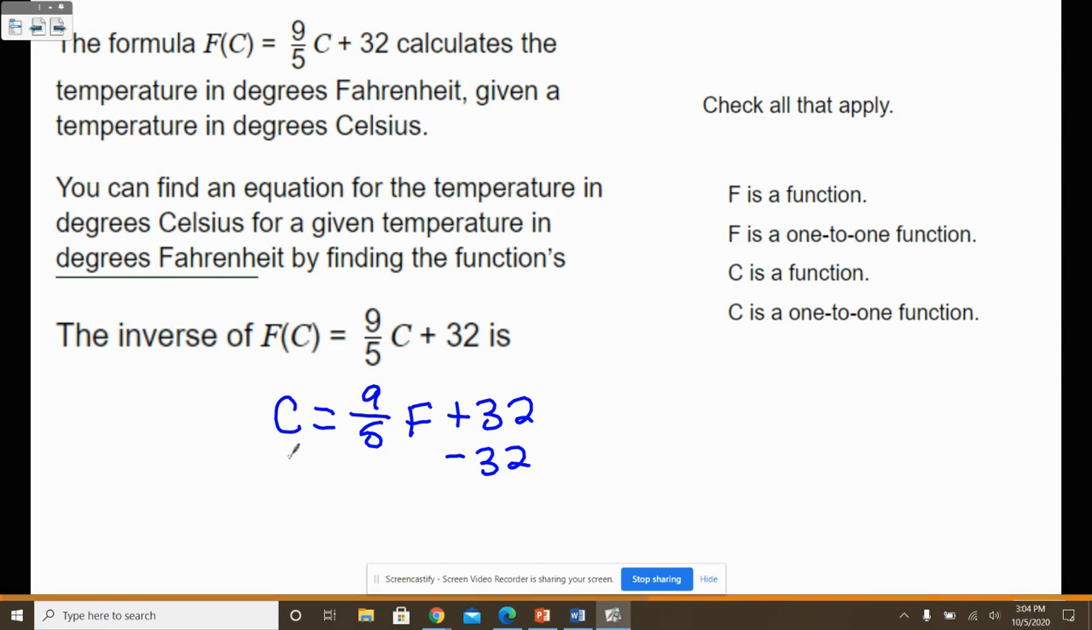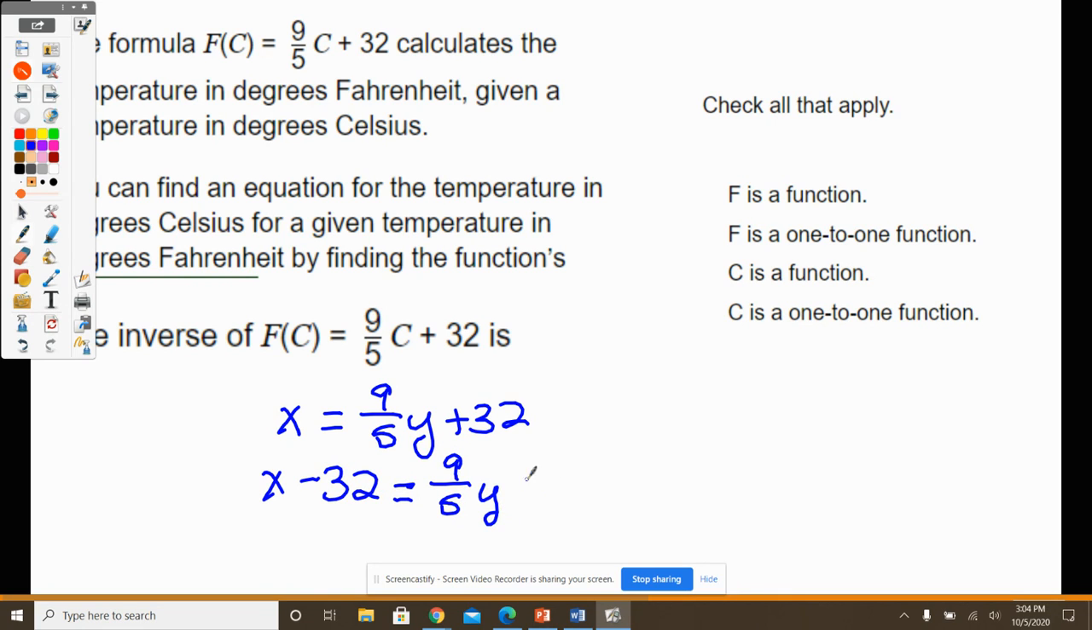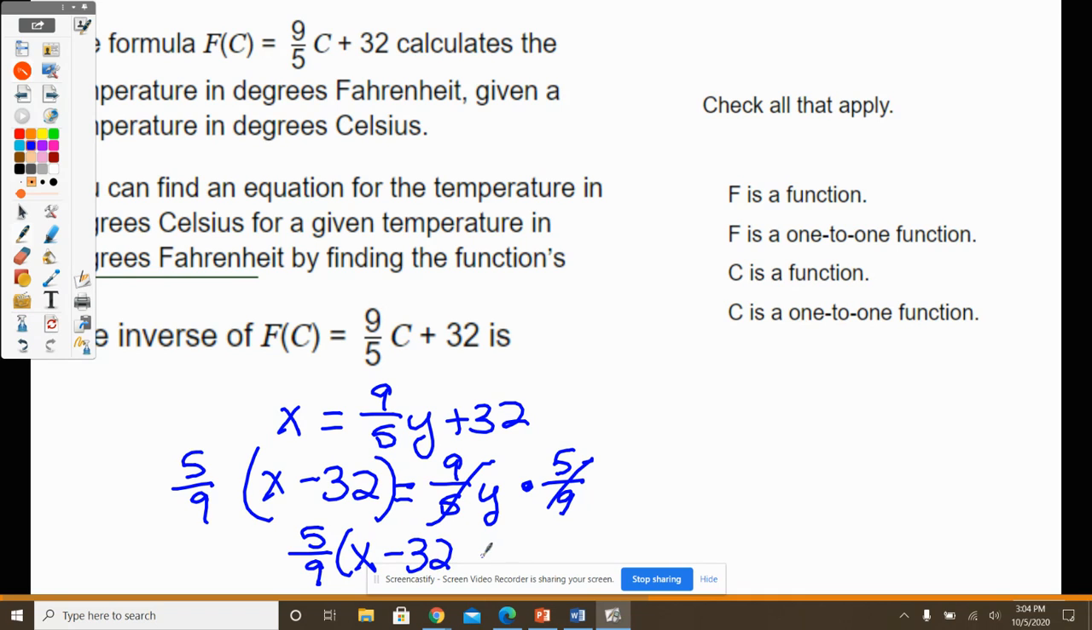Actually, I don't want to switch the c and f. This is going to make it confusing for you. We're just going to pretend it's x and y again. And we're going to switch the x and y, and we'll put in the stuff in a minute. x equals 9/5 y plus 32. So subtract 32, x minus 32 is 9/5 y. And then you can multiply both sides by 5/9. Now, when you do that, you will need parentheses. So that'll be 5/9 times (x minus 32). And that will equal the y value.